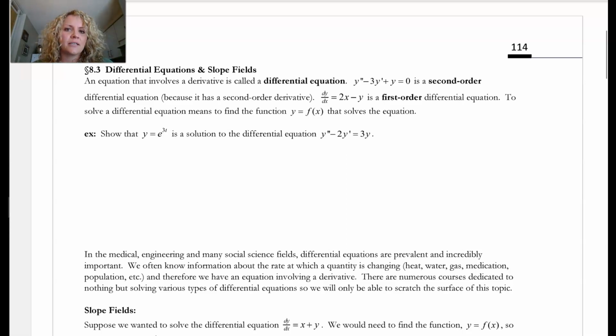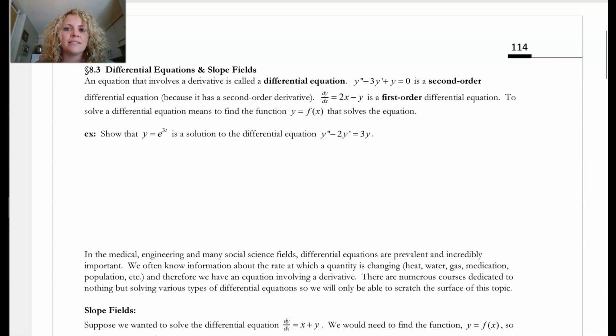In these lessons pertaining to 8.3, we're going to address three big objectives. The first thing after this first video is that we want to answer the question, what is a differential equation and what does it mean to solve one? The second thing is what is a slope field. And lastly, we are going to learn to solve a very specific type of differential equation.